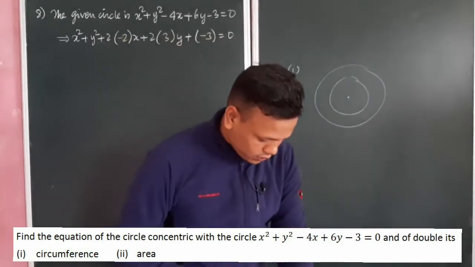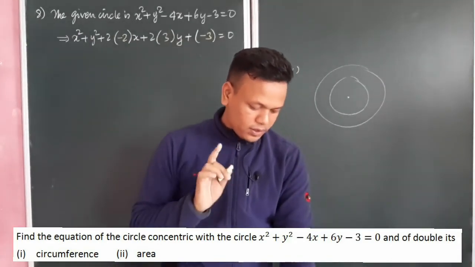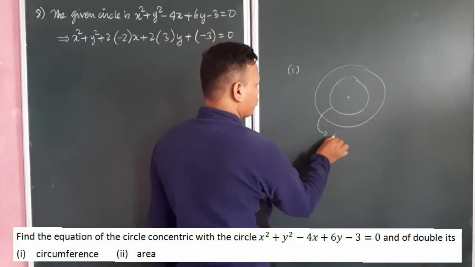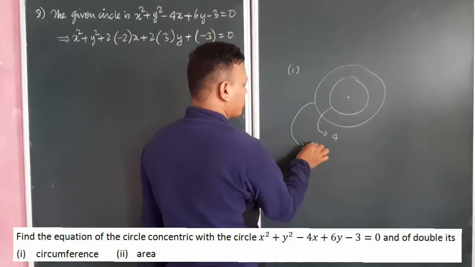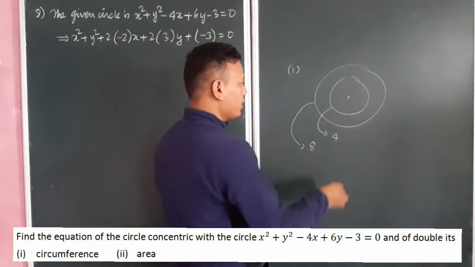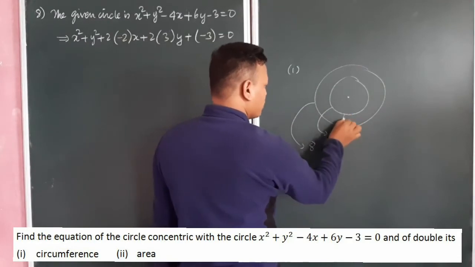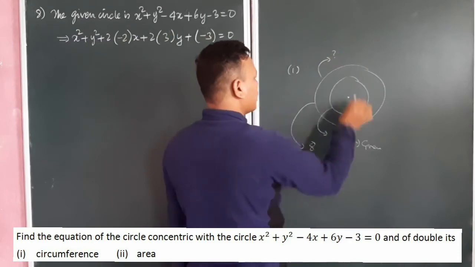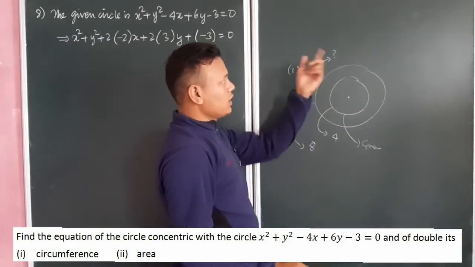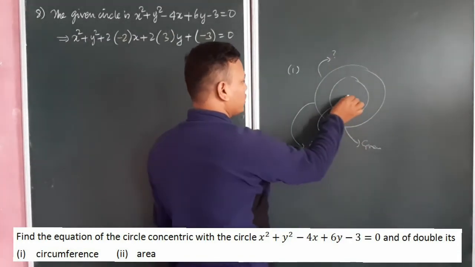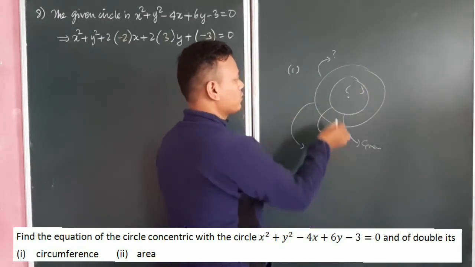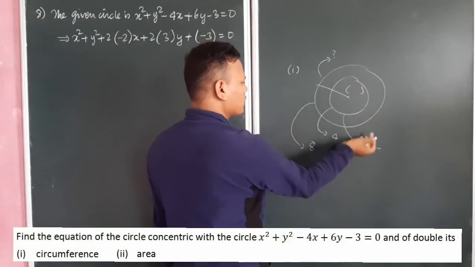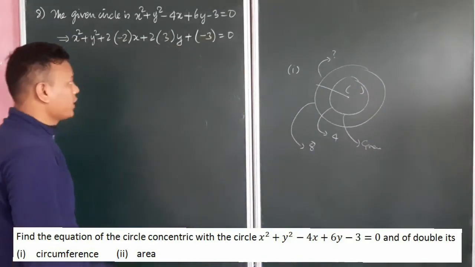So question says double its circumference. So for example, if this circumference is 4, then the circumference of this must be 8, the double. And its equation is given to us, so we need to find the equation of this. Now in order to find its equation, what do we need? First and foremost, we need its center, and the other one we need is its radius. So center can be found out using the given equation. So let's see how to find the center.